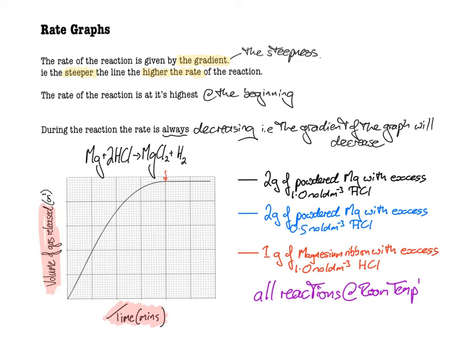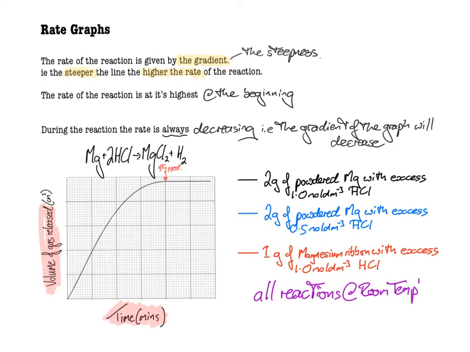If the line is completely flat, that means the gradient is zero. That means the rate of reaction is zero. That means the reaction has stopped. It has stopped at that point. Why will it have stopped? Because we will have used up all the reactant particles. If we have no reactant particles, we can have no collisions per unit time between them. If we have no collisions per unit time, we won't have any successful collisions per unit time. Therefore, we will have no reaction and the rate will be zero.